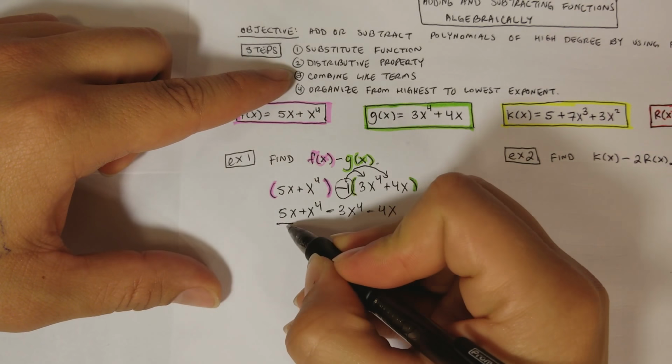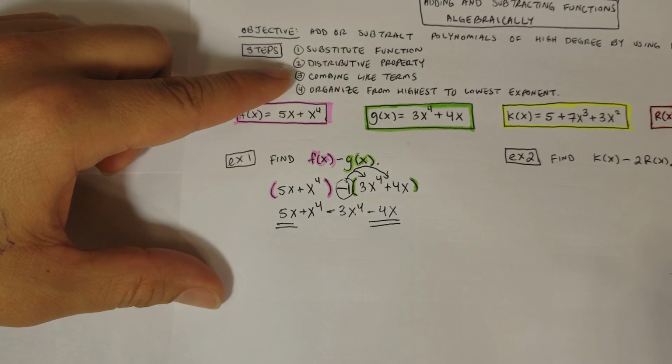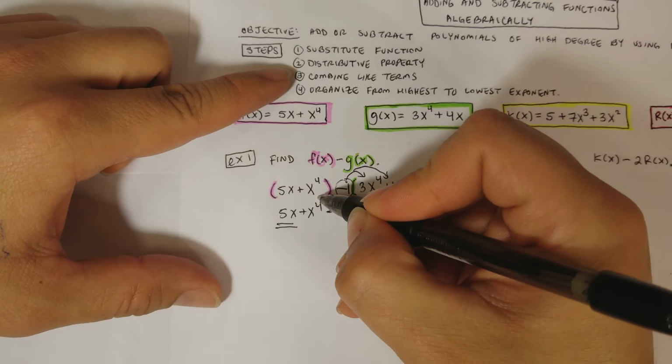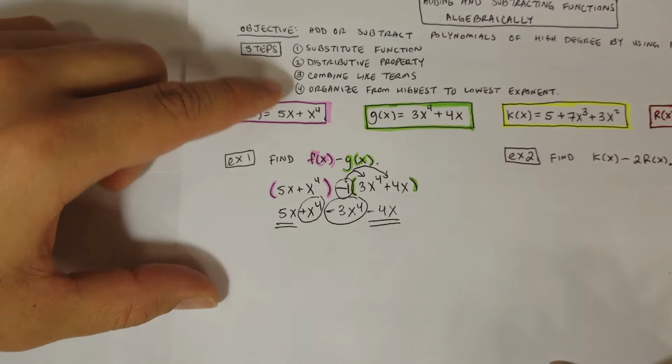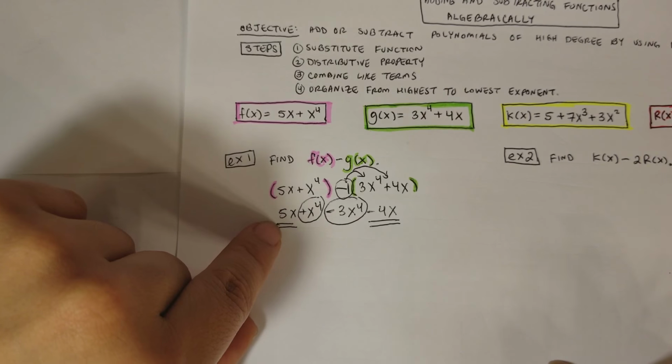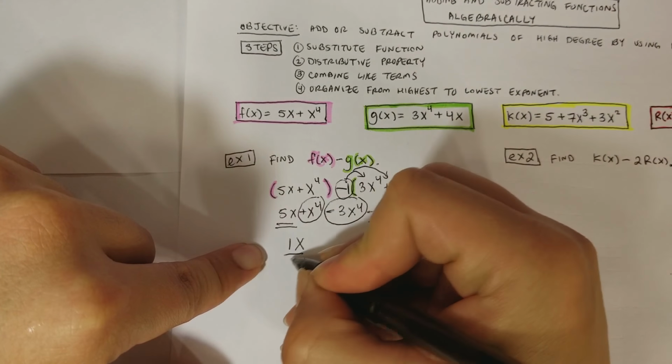If you look at it, we have the same variable, same power here and there. So we have 5x and 4x that we can put together. We also have this one and this one that we can put together as well. So we have 5x minus 4x, that's 5x's minus 4x's, we have only 1x left, so this becomes 1x.